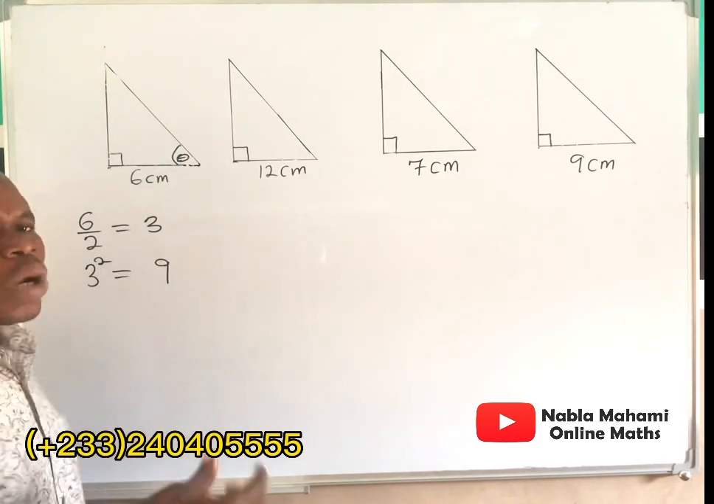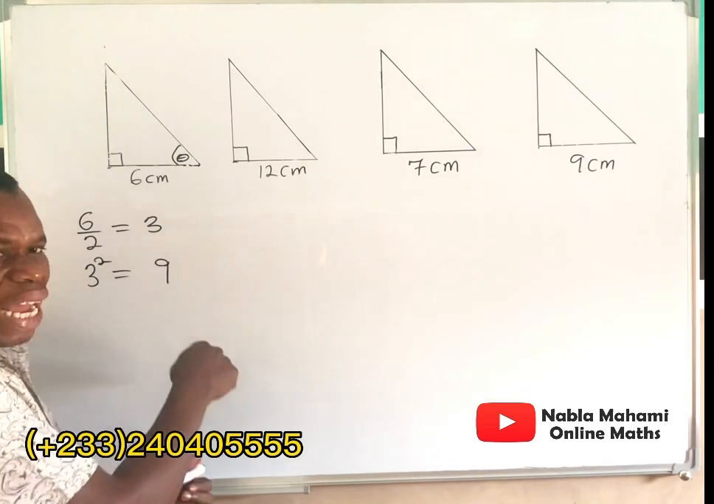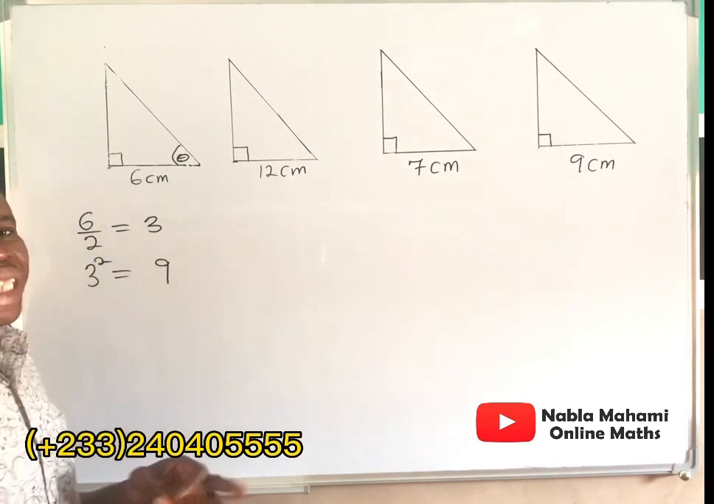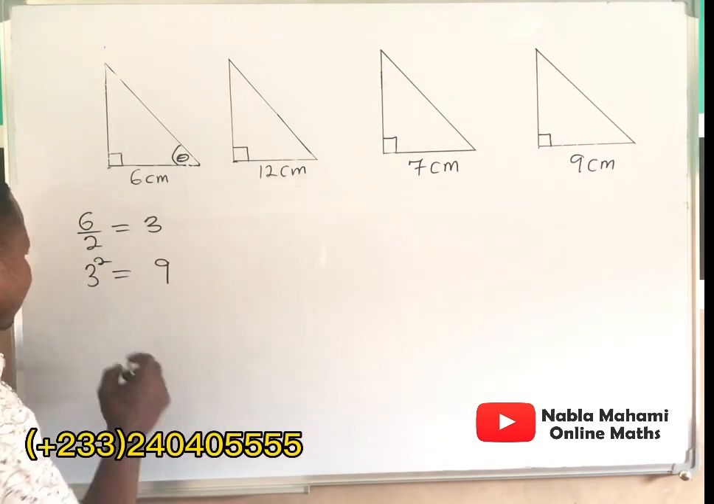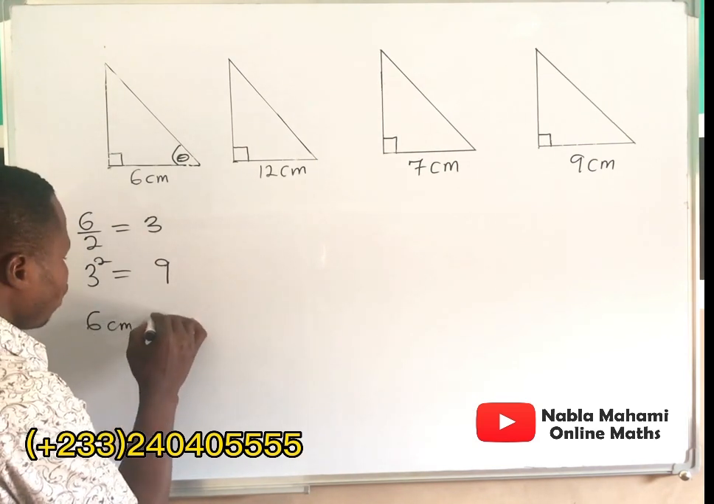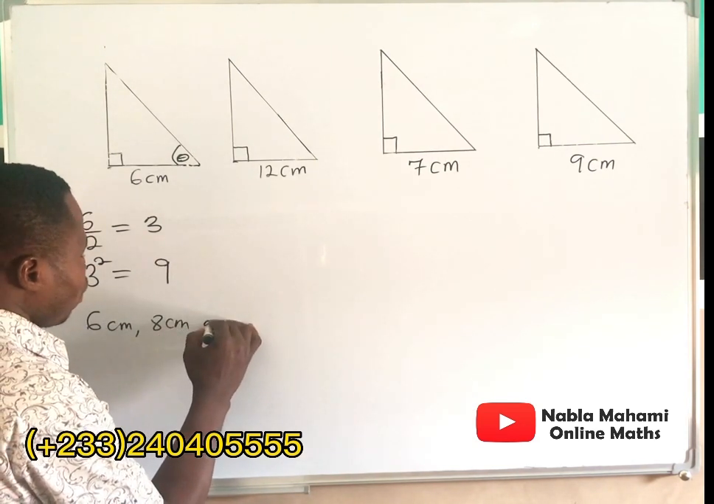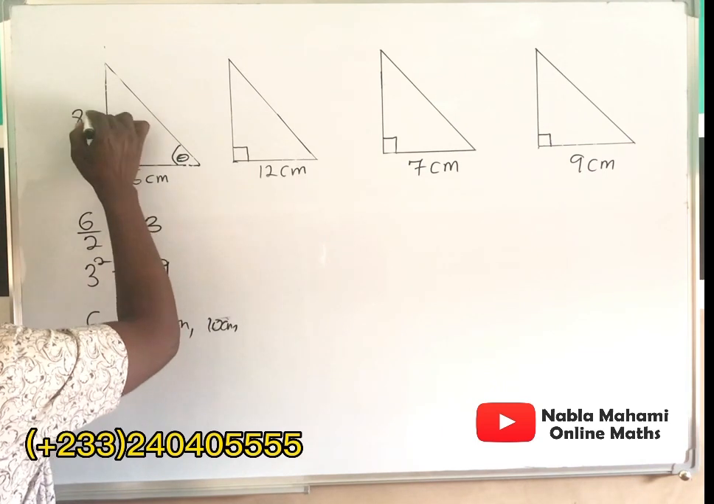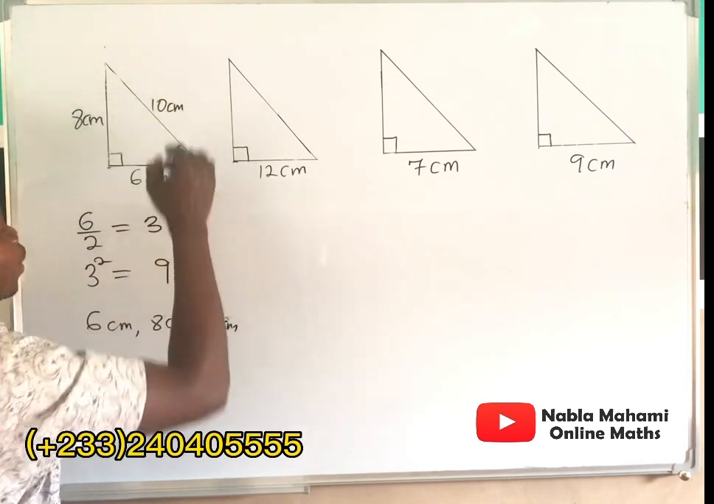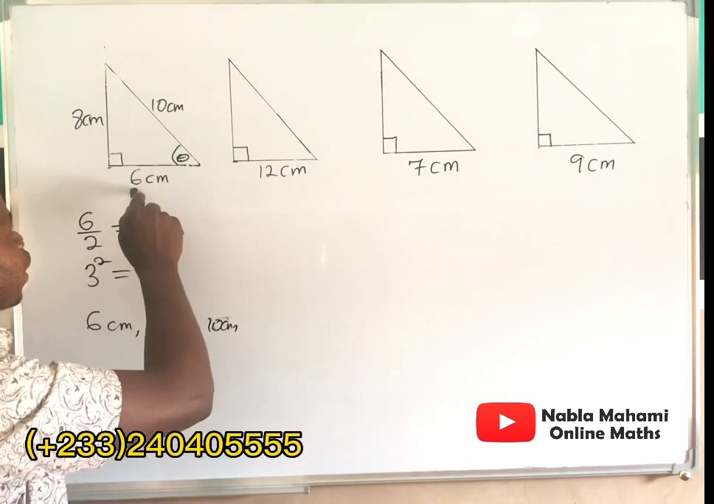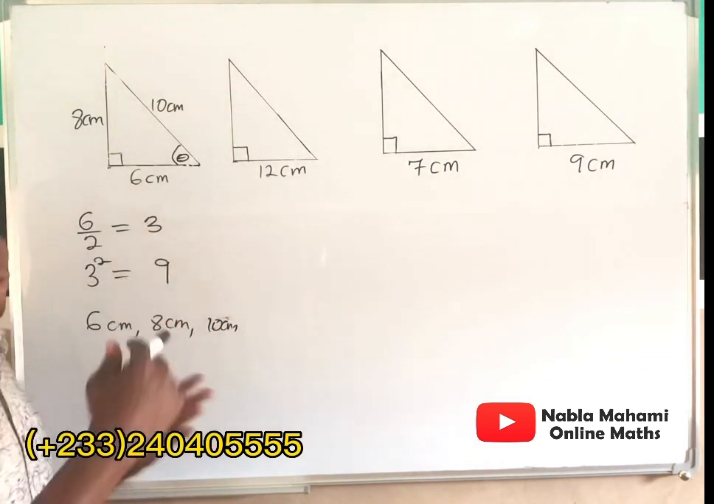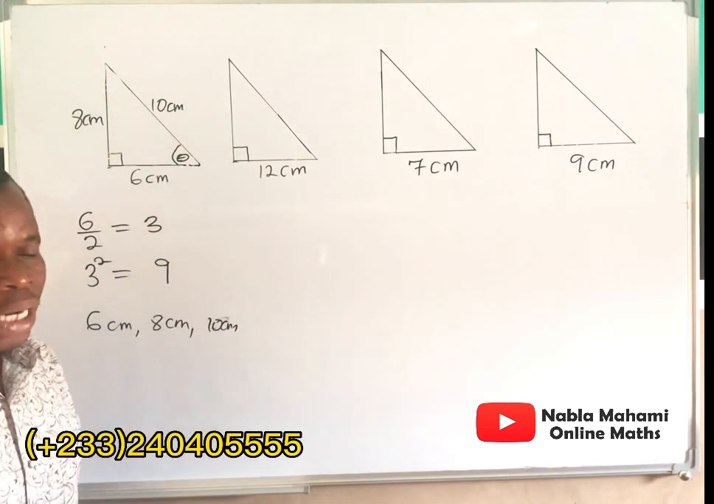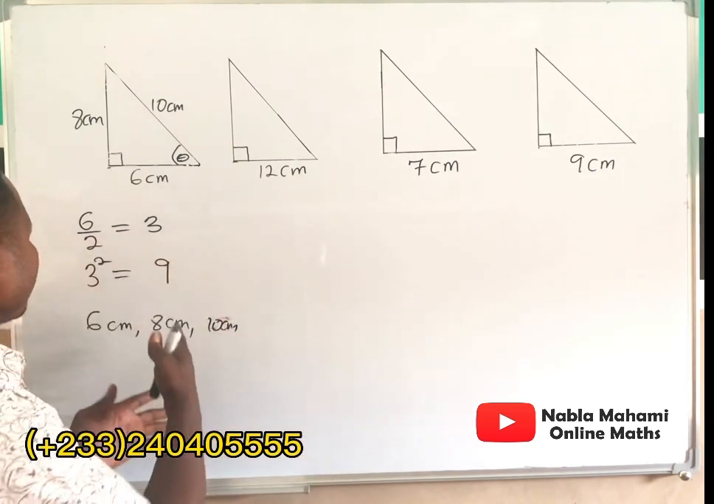To determine the other 2 sides, you look at the whole number, or integer, that comes before 9, and the integer that comes after 9. The integer before 9 is 8, and after 9 it is 10. That means the sides are 6 centimeters, 8 centimeters, and 10 centimeters. So here will be 8 centimeters, and here will be 10 centimeters. If you square 8 and square 6 and add them together, it will be equal to 10 square. 8 square is 64, 6 square is 36, and 64 plus 36 is 100. If you square 10, you get 100. So this is how you find the sides when the given side is even.